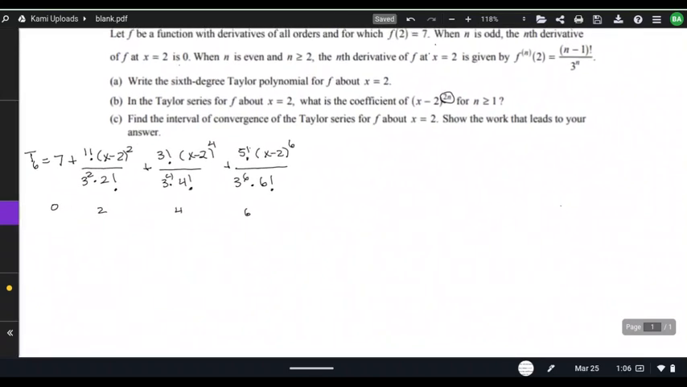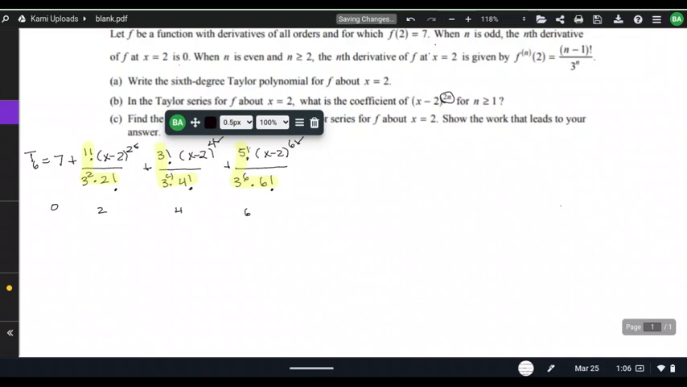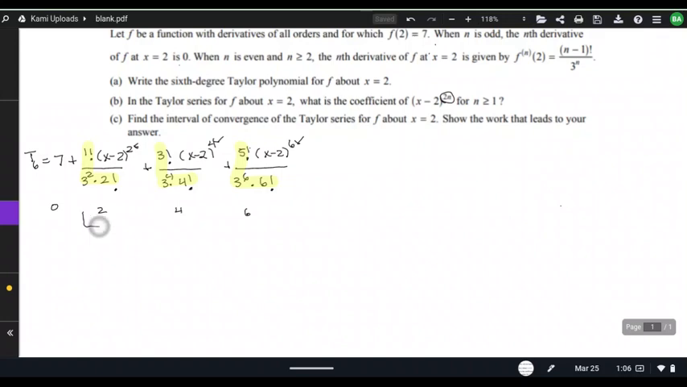Something helpful is that we already wrote out our sixth degree polynomial, and because when n was odd we did not have any terms, n equals 1 or 3 are not in there. So all of our (x minus 2) terms are to the 2nth power, as you can see here. So this is asking for the general term of the coefficient. Looking at our previous polynomial, we're just going to be looking at this highlighted portion, the coefficient. And also, we're going to be starting at when n is greater than or equal to 1. So starting from here.